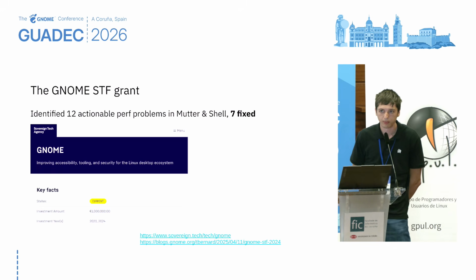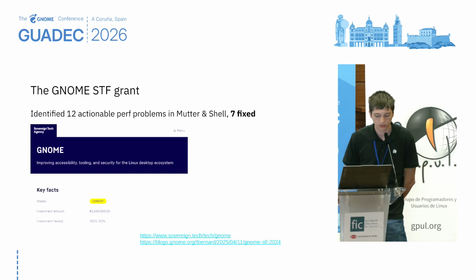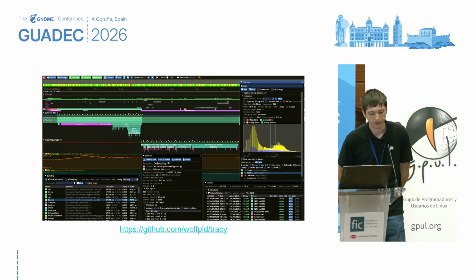That was a €1 million grant to improve various parts of GNOME. And my part was to do performance profiling and optimization for Mutter and GNOME Shell. I managed to identify 12 performance problems and fixed 7 of them, which considerably improved the smoothness of GNOME Shell. So thanks to STF for that.